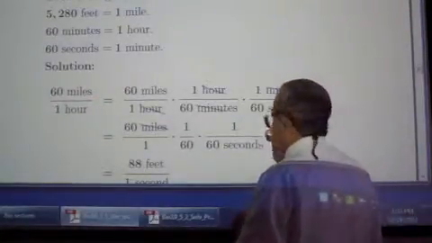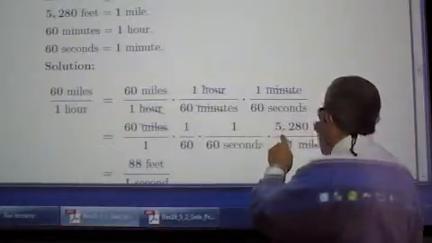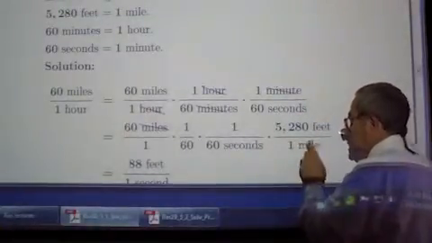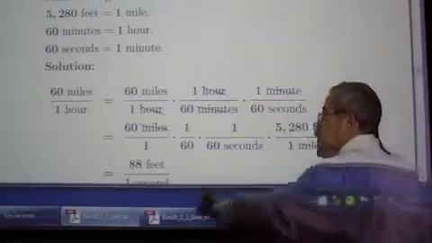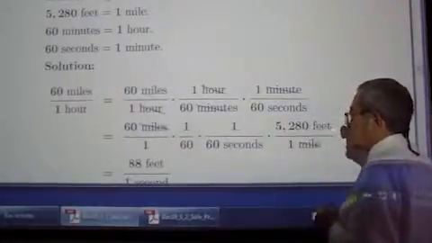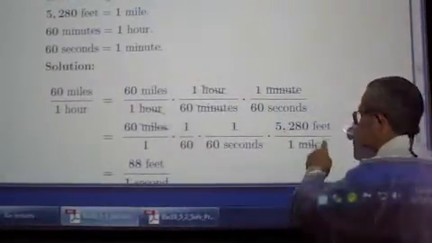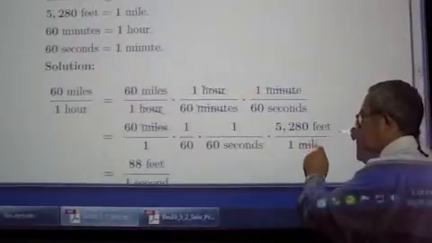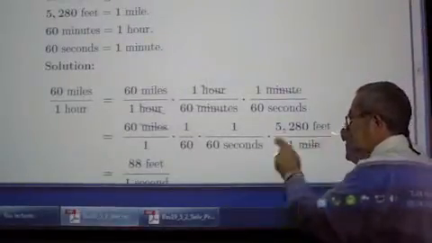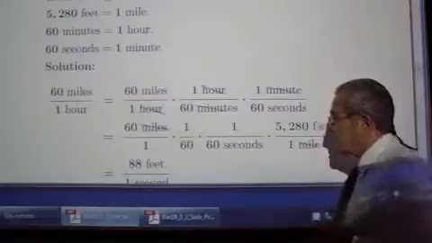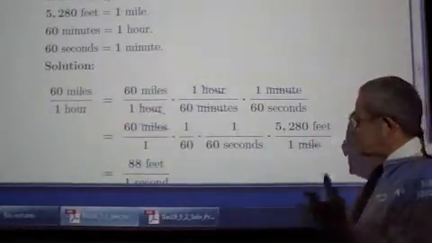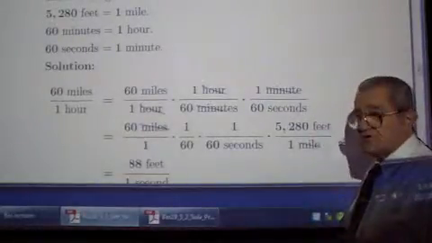You are told that there are 5,280 feet per mile. Mile needs to be in the denominator because over here it is in the numerator. So miles drop out, you are left with feet. Your units now are feet per second. You did this correctly as far as the units are concerned.